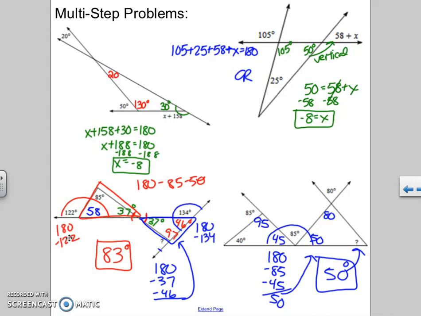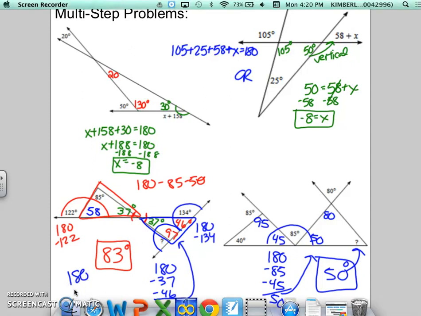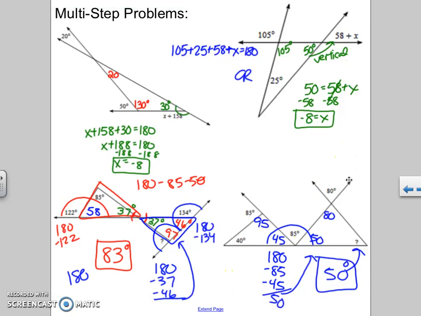And then I saw that there was a linear pair, so I did 180 minus 97, okay, to get me 83. Now again, if that confuses you, please raise your hand and I will be more than welcome to explain that to you, because it was a lot of steps, a lot of problem solving.